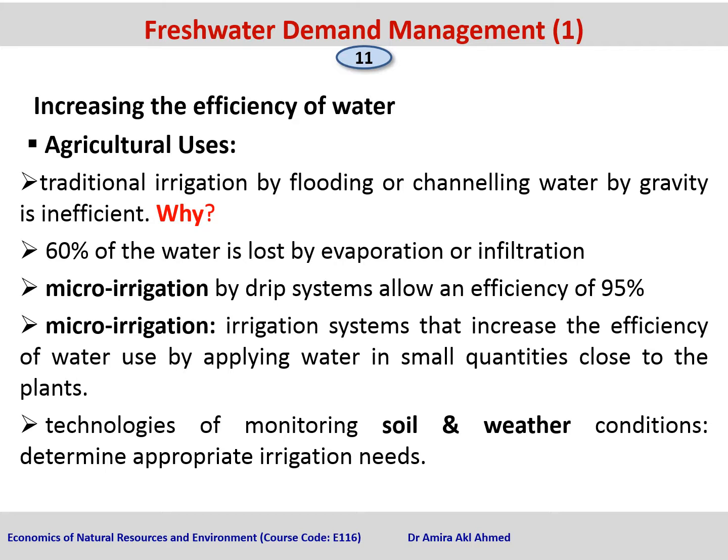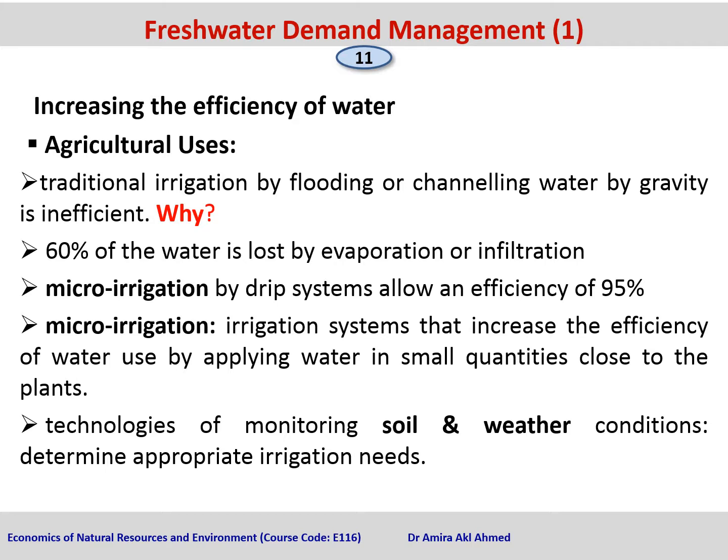Now, let's identify ways of freshwater demand management in agricultural and non-agricultural uses. Increasing the efficiency of water use can alter the projected trend of increasing freshwater demand. The greatest efficiency gains can be achieved in agriculture.